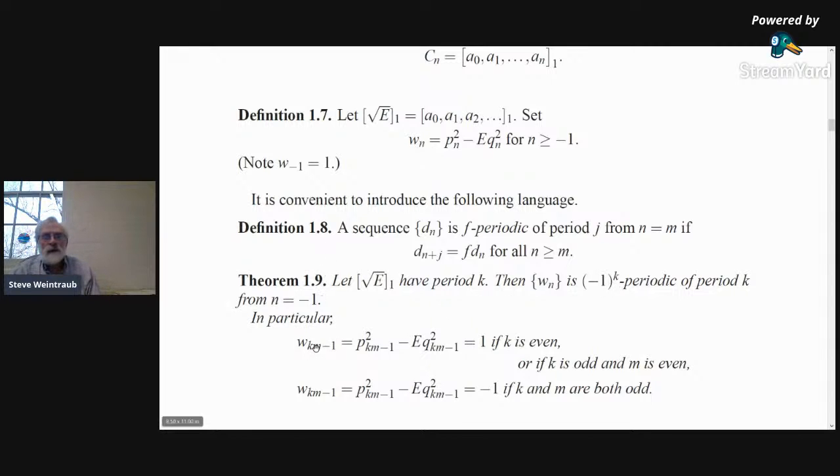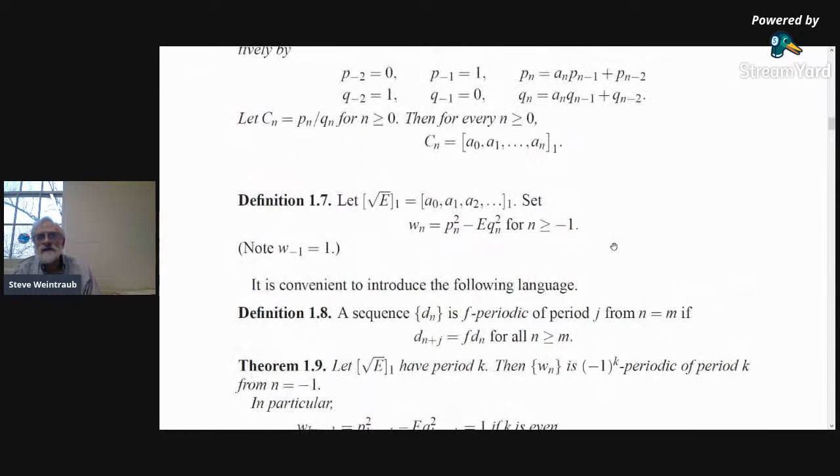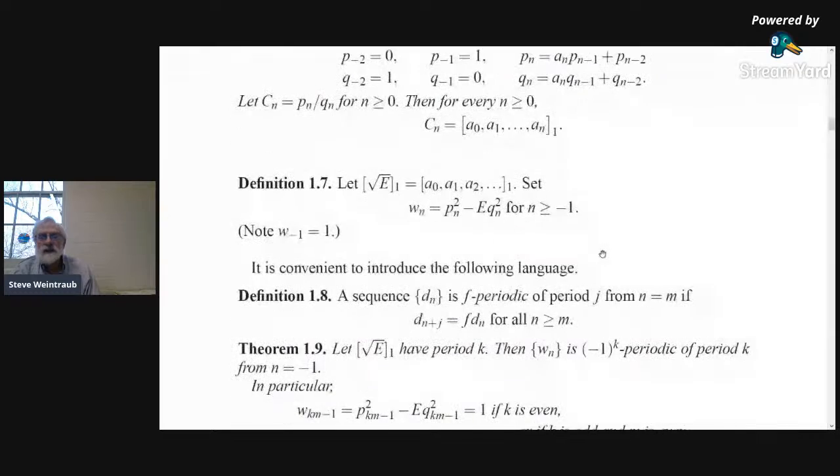It means that w sub minus 1 is equal to 1. It means that w sub k minus 1 is equal to 1, w sub 2k minus 1 is equal to 1, w sub 3k minus 1 is equal to 1. In fact, w sub mk minus 1 is equal to 1 for any integer m. And what is w sub mk minus 1? Well, it's p sub km minus 1 squared minus e times q sub km minus 1 squared. So I see that p sub km minus 1 squared minus e times q sub km minus 1 squared is equal to 1. In other words, I get a solution of Pell's equation, x squared minus ey squared equals 1.